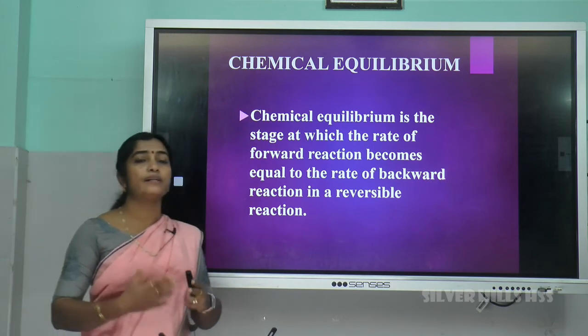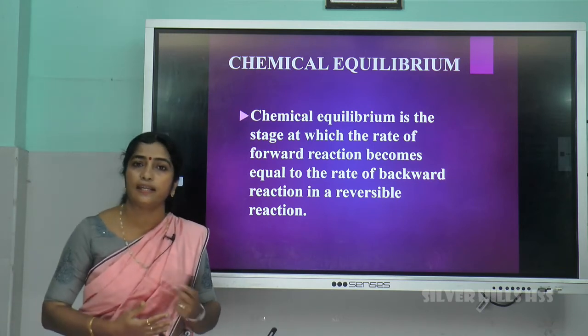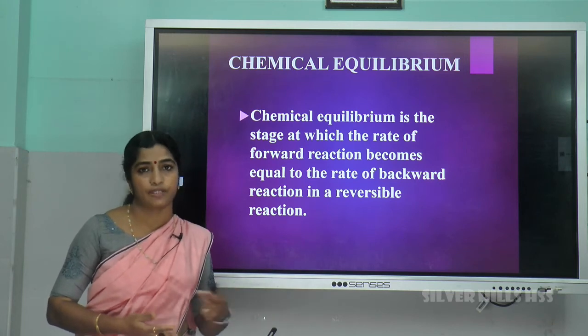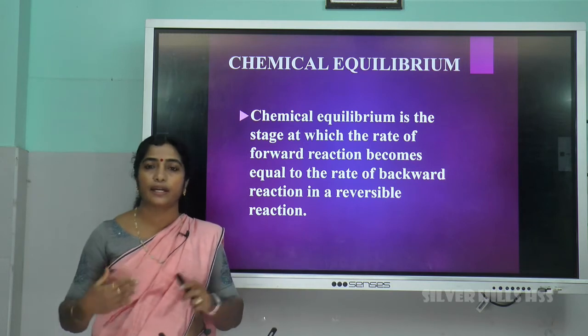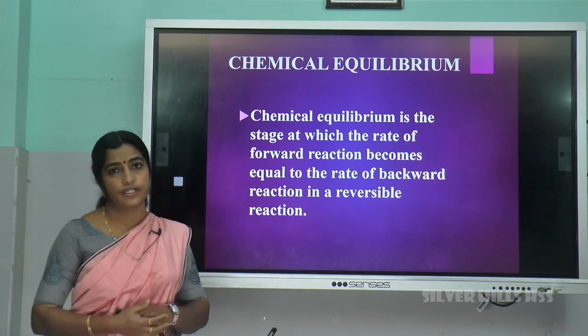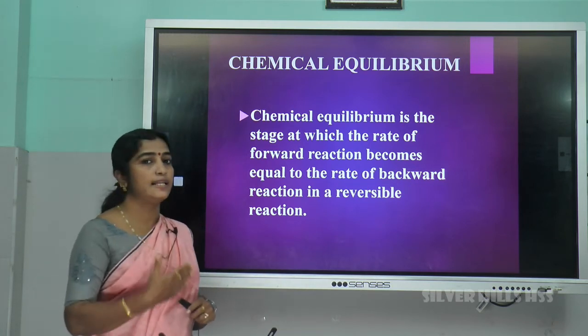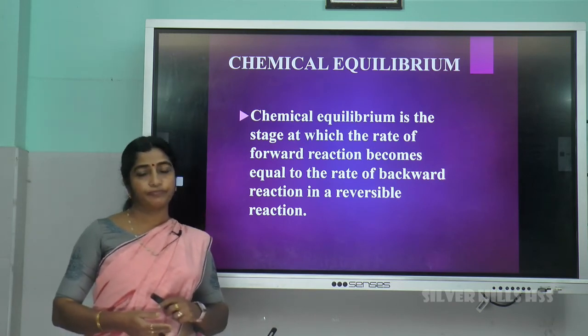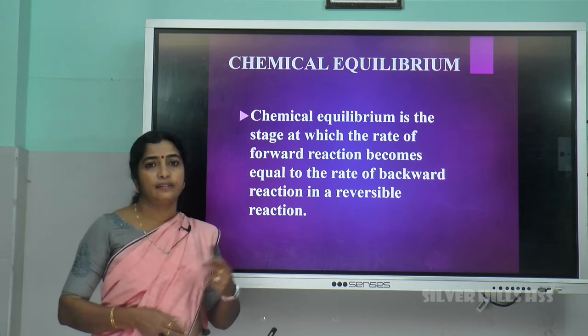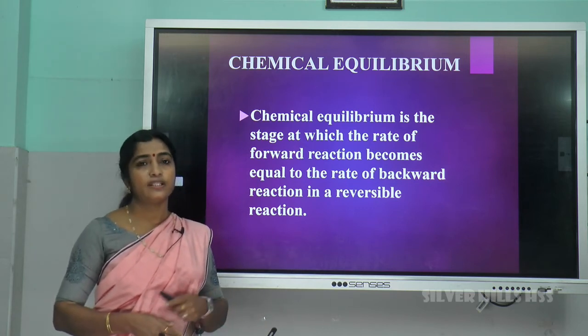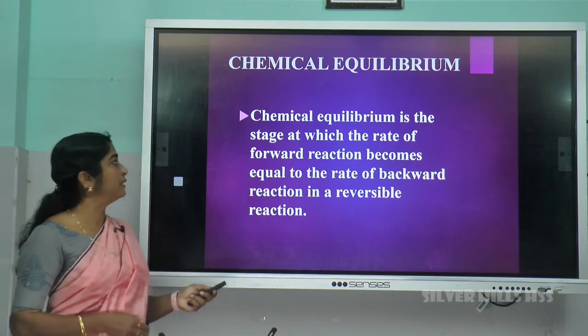So, all reversible reactions attain chemical equilibrium after some time. In an equilibrium, the rate of forward reaction will be equal to the rate of backward reaction. All reversible reactions attain chemical equilibrium. Then let us see what the special features of a chemical equilibrium are.